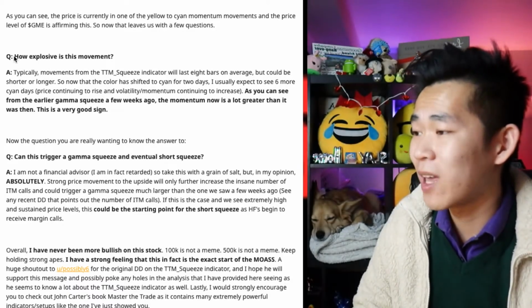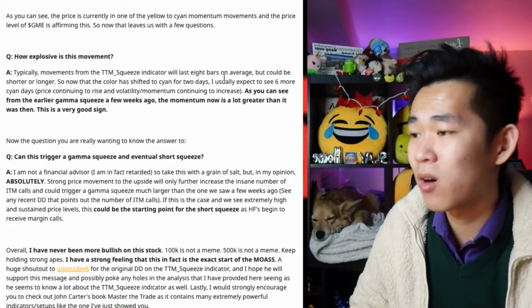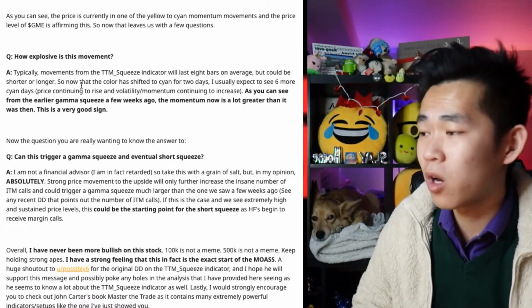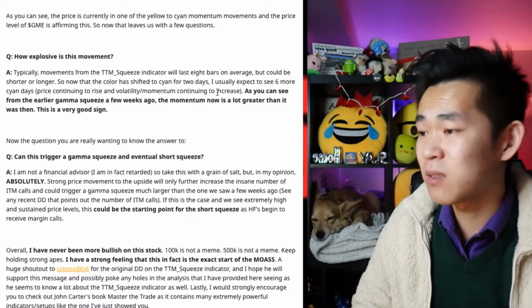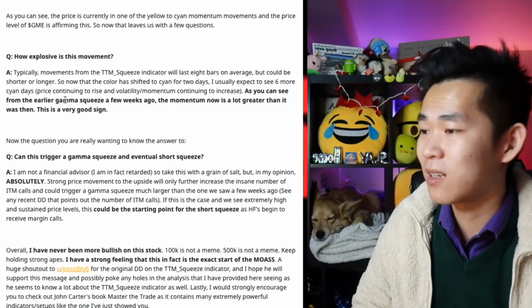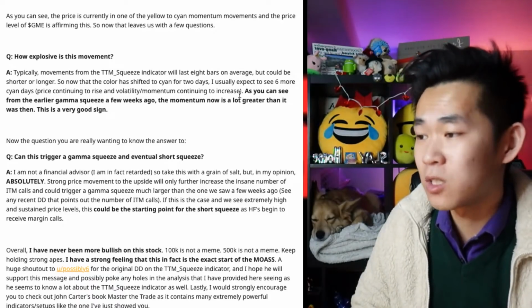How explosive is this movement? Typically, movements of the TTM squeeze indicator will last 8 bars on average, but could be shorter or longer. So now the color has shifted to cyan for 2 days. They usually expect to see 6 more cyan days, price continuing to rise, and volatility movement continuing to increase.